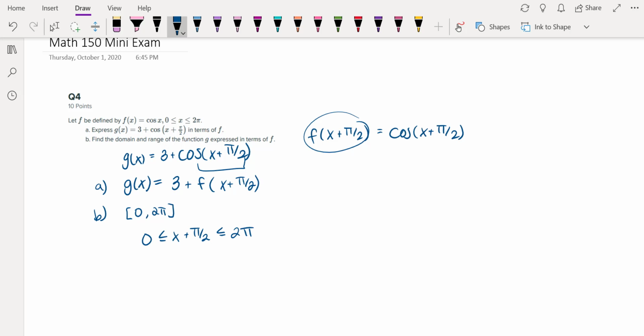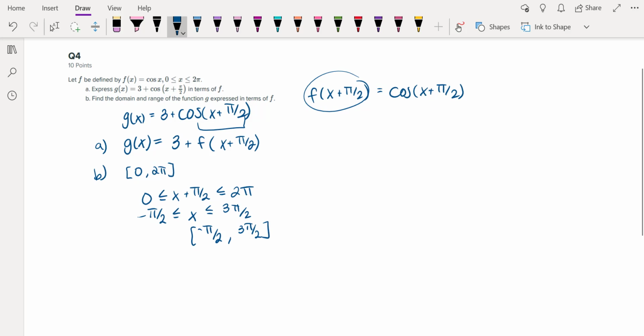Now let's solve for x. Let's subtract pi over 2 from all three places. So we get negative pi over 2, less than or equal to x, less than or equal to 3 pi over 2. So that says our input for our function, or our domain, needs to be between negative pi over 2 and 3 pi over 2. And we can write that in interval notation as negative pi over 2 to 3 pi over 2.